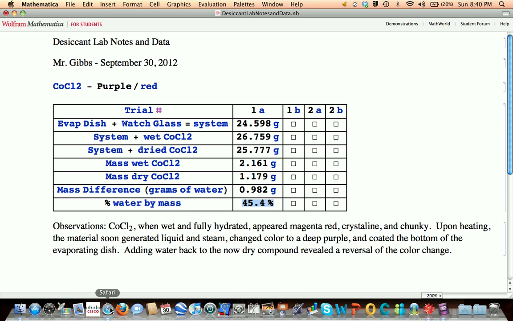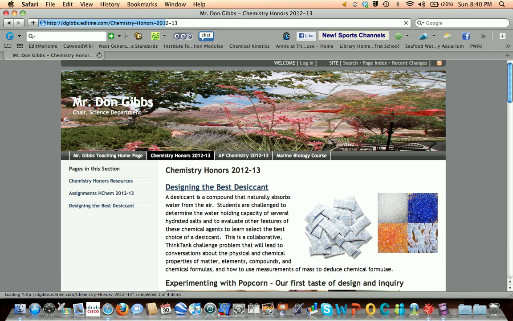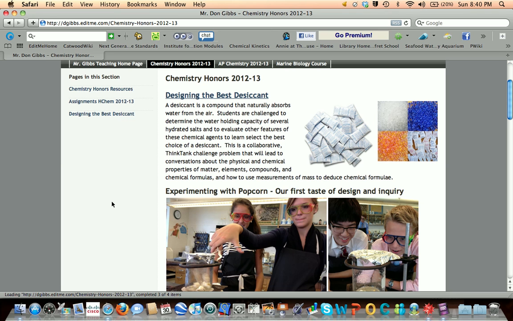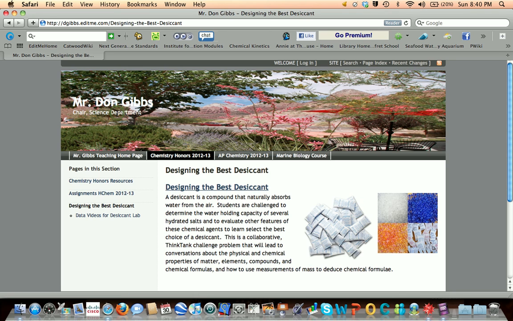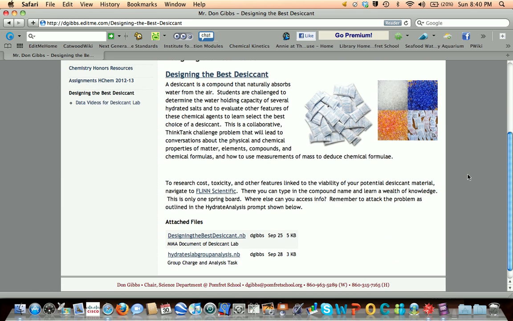So I'm going to go out to Safari, and I'm going to go to our web page, Chemistry Honors. And this is the Designing the Best Desiccant. And you'll notice that over here in this side column it says Designing the Best Desiccant. So I had added some things here recently, including the Hydrates Lab group analysis. So I'm going to open that up.